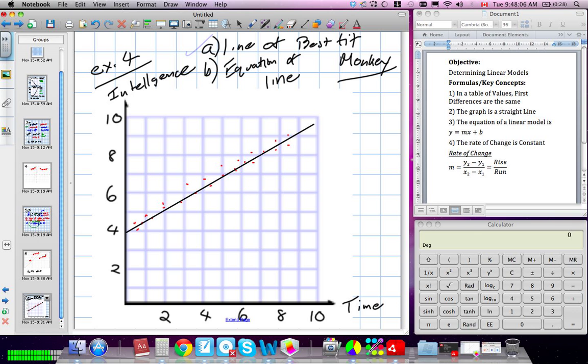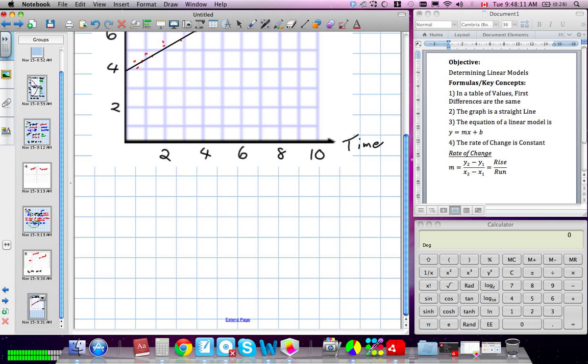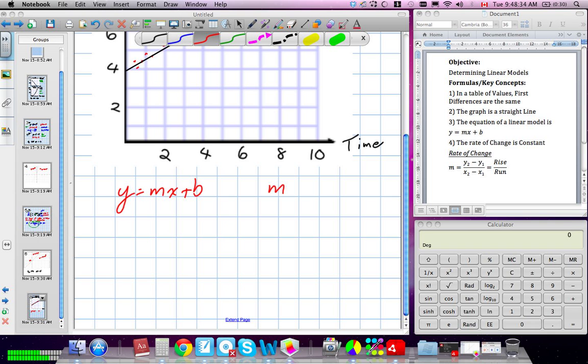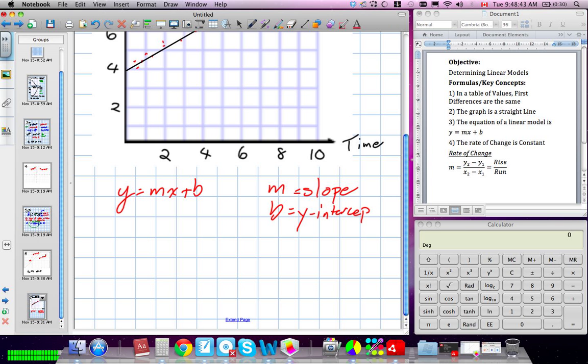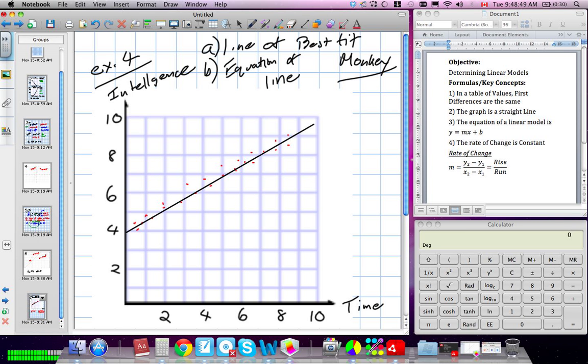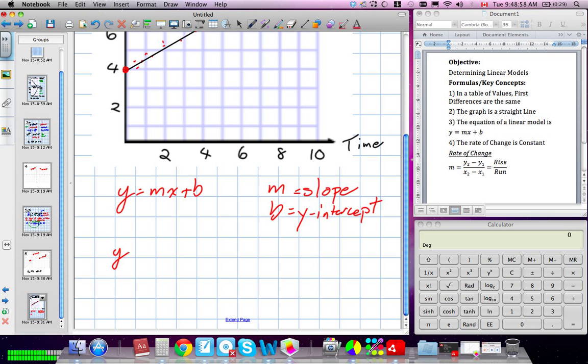Remember, the equation for a linear model is y is equal to mx plus b. M is our slope. B is our y-intercept. So, quickly looking at this, we got a bit lucky. What is our y-intercept? 4. That's a good number to use. Pretty straightforward. There's an easy one. So we have y equals mx, since our b was the number 4, plus 4.